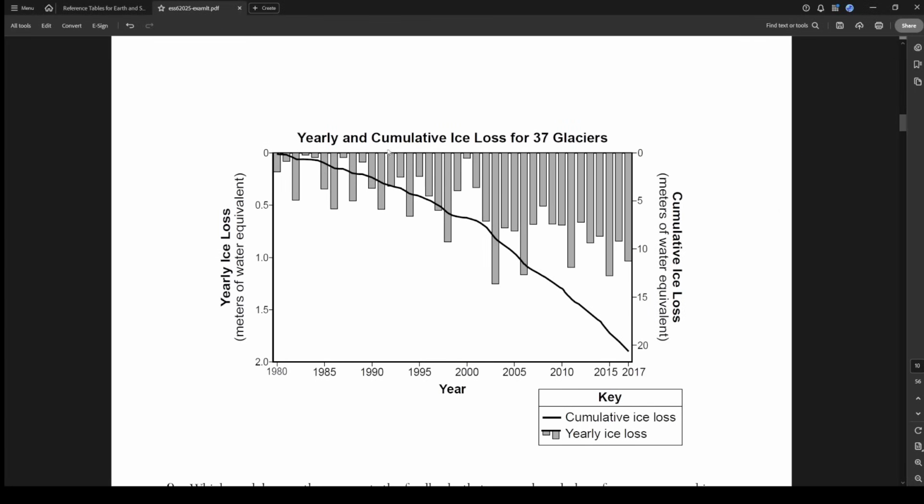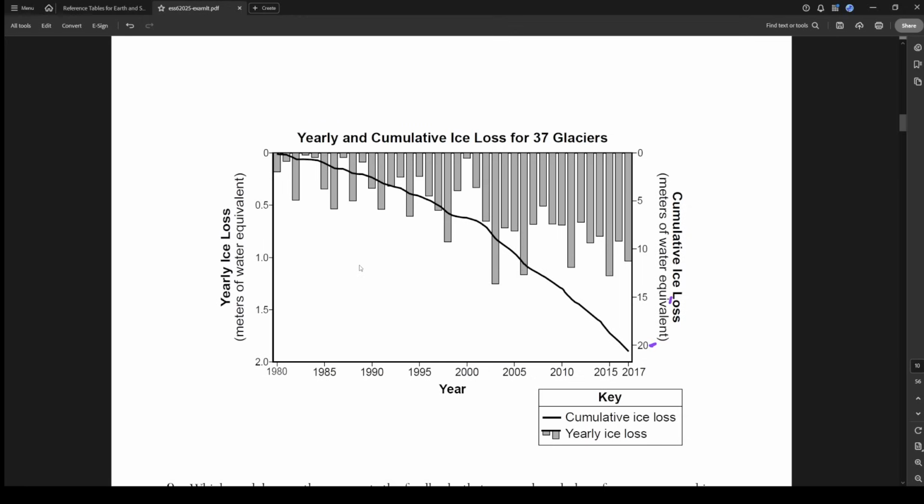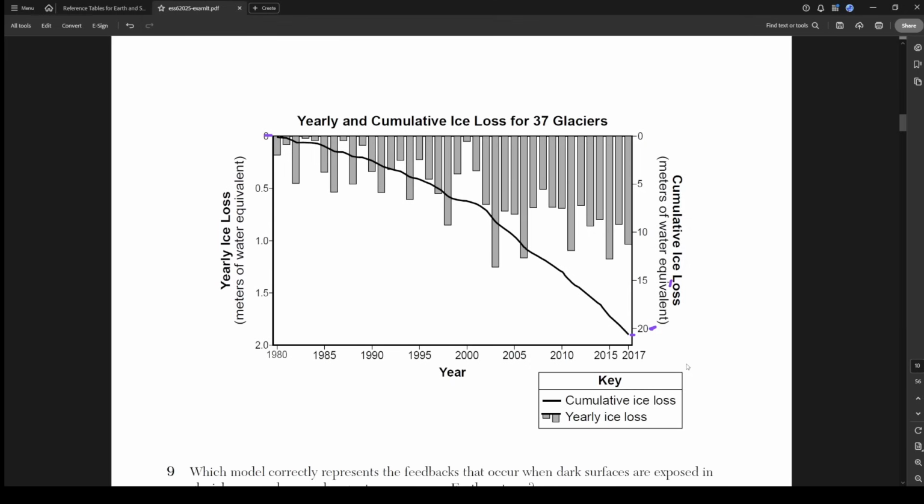And look, yearly and cumulative ice loss. Look, ice loss, higher number at the bottom. I don't know why they had to flip the graph just to make it more annoying. But you could see yearly ice loss is 0, and then over time we're losing more ice. So we're going to write losing ice over time.